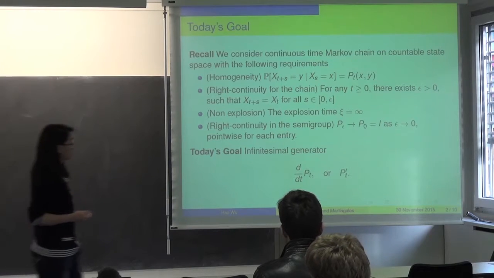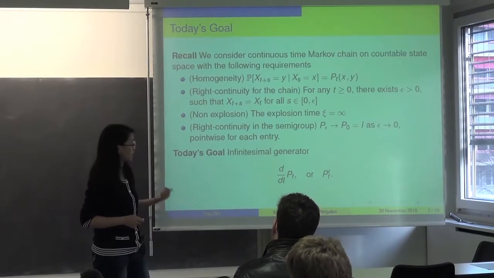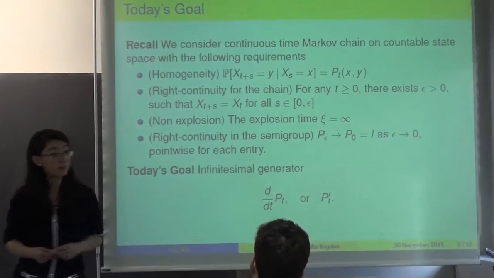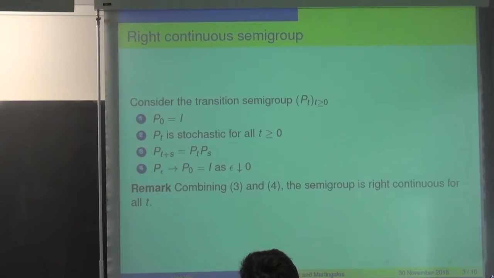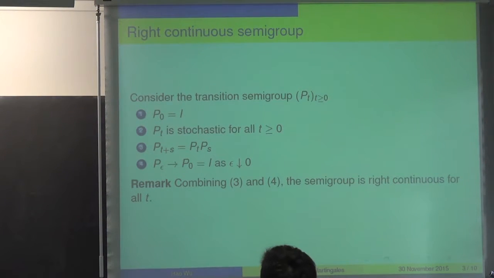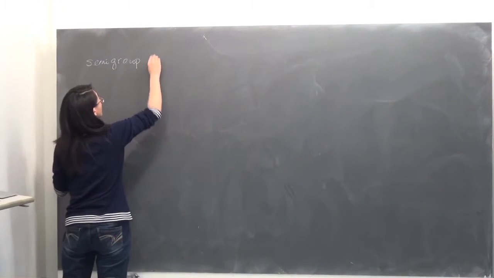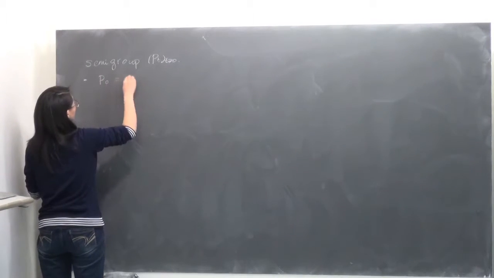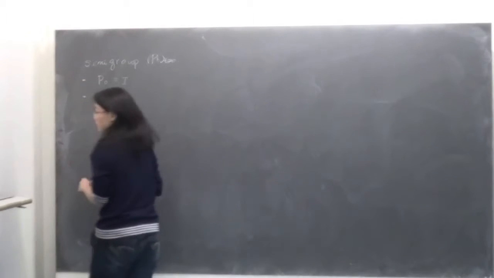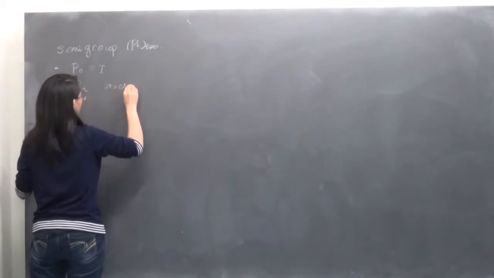And today we will consider the infinitesimal generator. And in fact, what this means is we want to take the derivative with respect to t of the semi-group. Okay. So first, a few more words about the semi-group. The semi-group we are considering is right continuous. And we already know that this semi-group starts with the identity matrix. And for each t, this is a stochastic matrix.